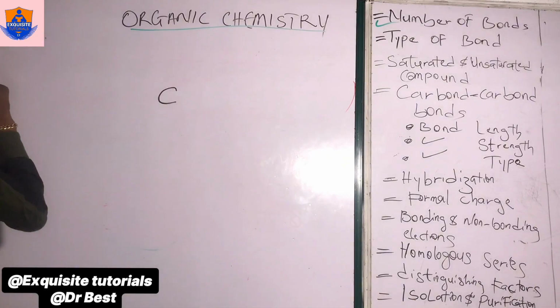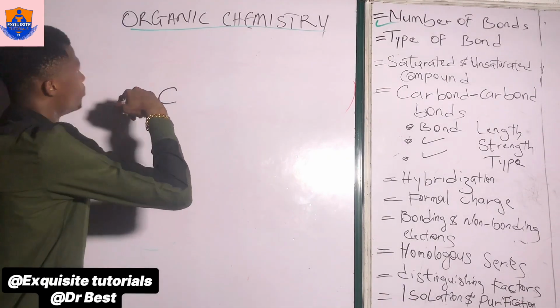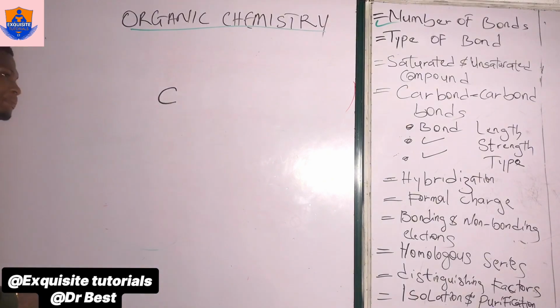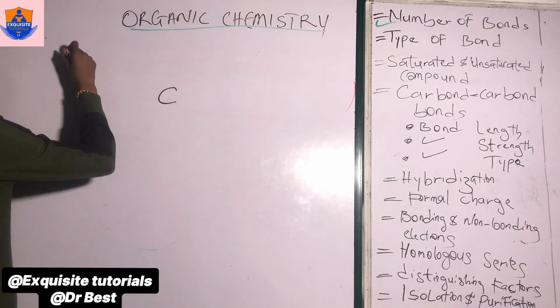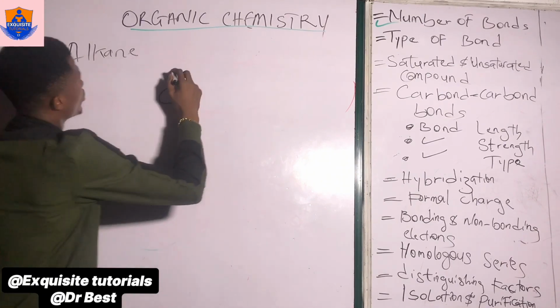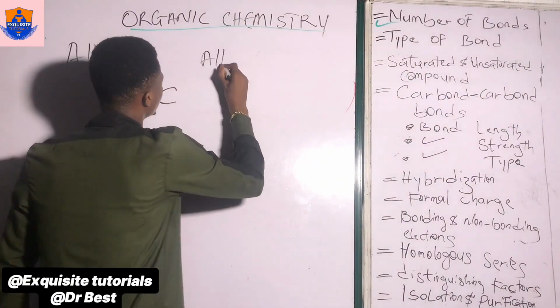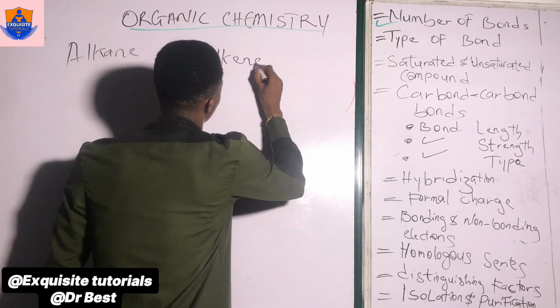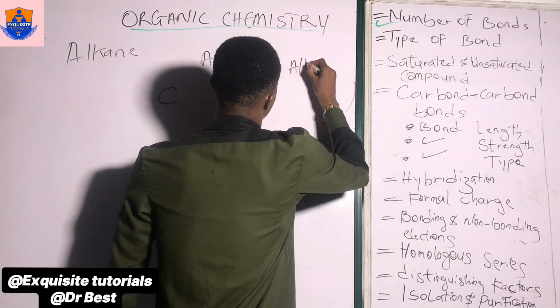Now, we have three main types of organic compounds. We have your alkane, we'll have your alkene, and we'll have your alkyne.